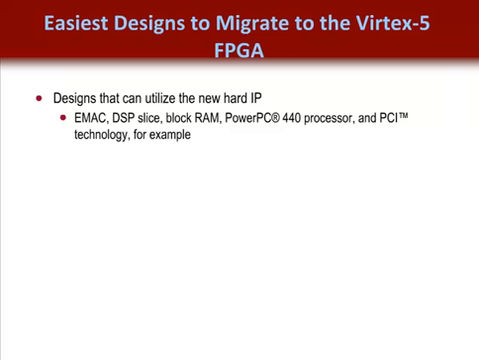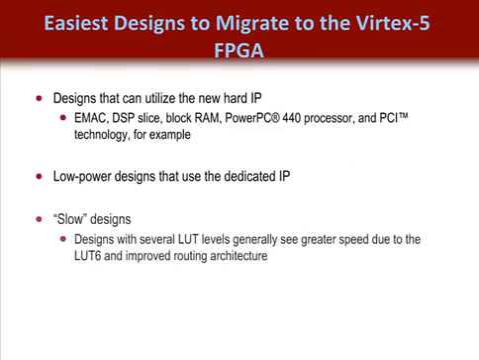This is especially true of designs that use the low-power MGT resources, that is the serial gigabit transceivers, Emacs, DSP slice resources, block RAMs, PowerPC 440 processor, and PCI resources, all dedicated. Low-power applications that use the dedicated IP are also ideal because Virtex-5 uses optimum power and the dedicated IP is very power efficient. But also low-speed designs that were not optimized for a predecessor device family, that is, not highly pipelined, would also work very well in Virtex-5.